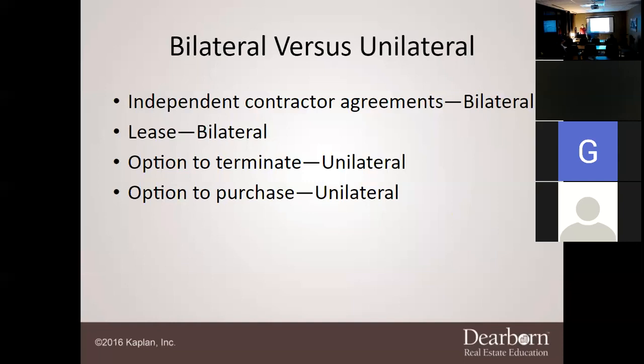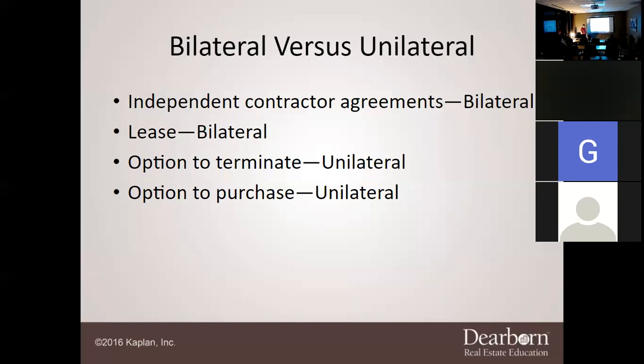As a lease, Mr. Saul, as a lease, sir, who's that going to be between? The tenant and the lessor, the landlord. Yeah, those are going to be your two parties there, because the tenant is renting from the landlord. So those are going to be your two parties.